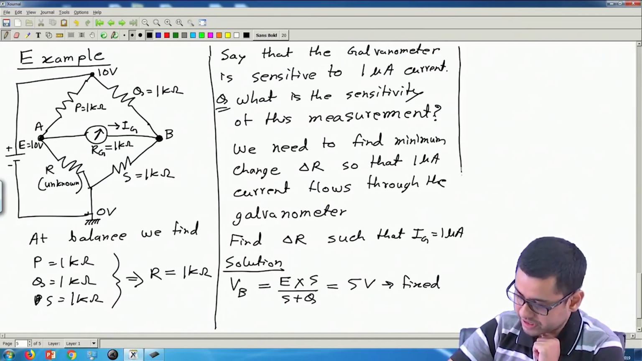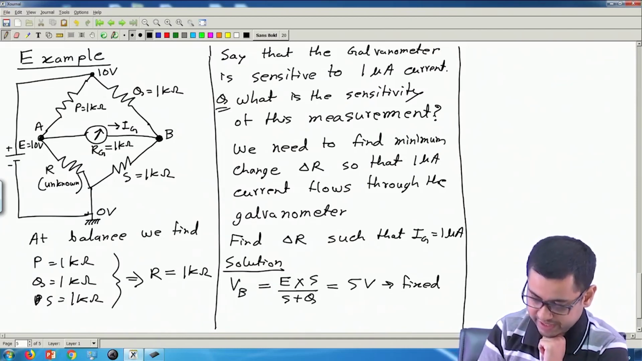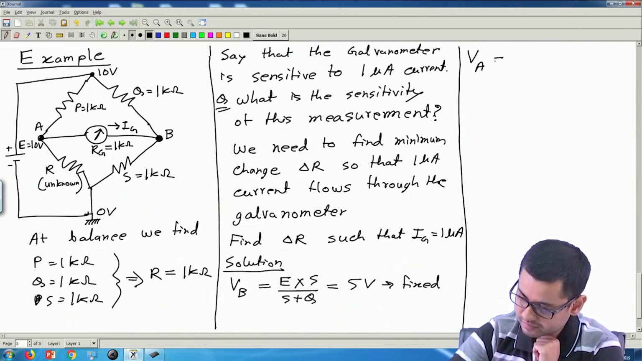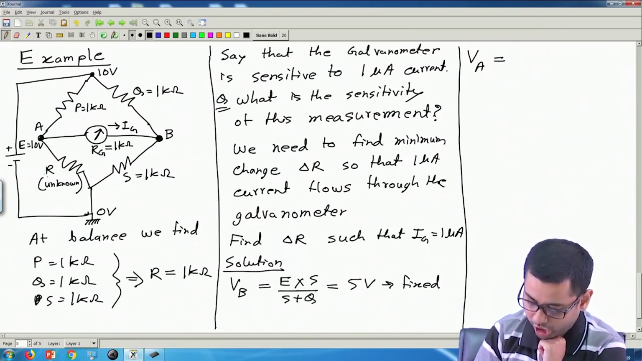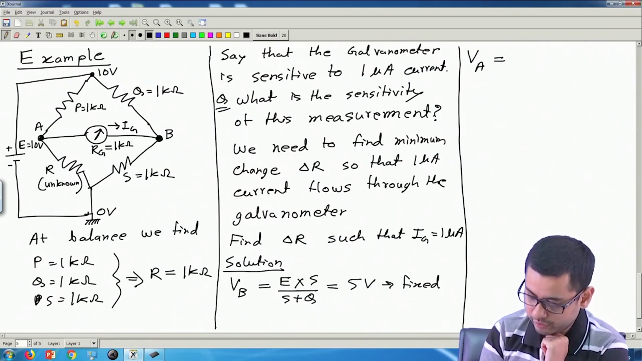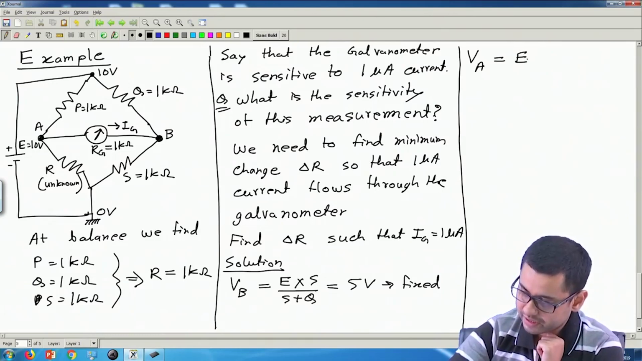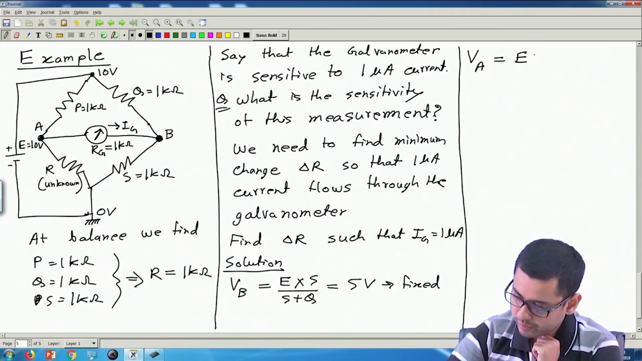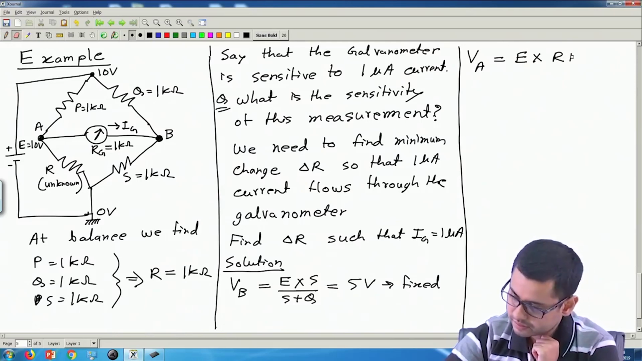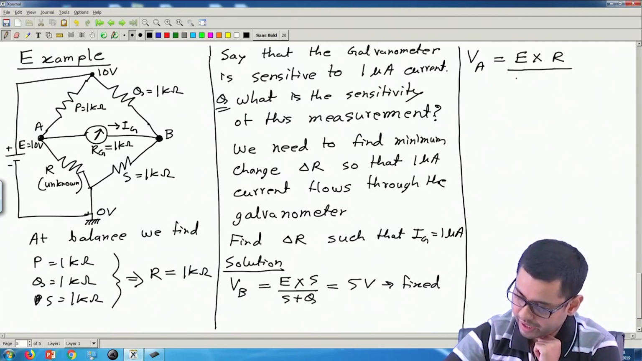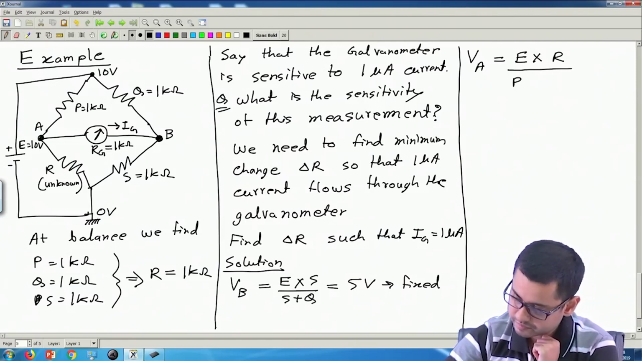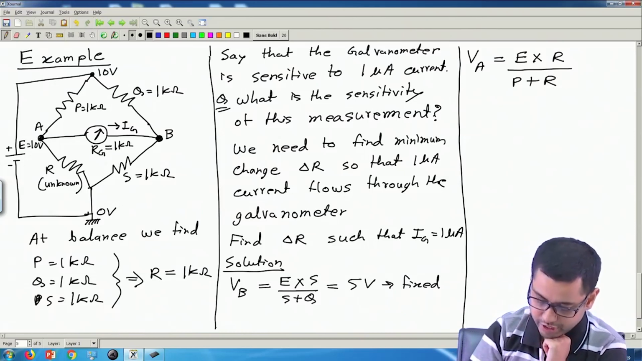Okay. Now what will be the potential at this point A, VA? VA is equal to how much? Now VA will depend on the value of R. If R changes, VA will also change. So VA we can write as E, once again potential divider rule, multiplied by R divided by P plus R. Okay, so this is the value of VA.